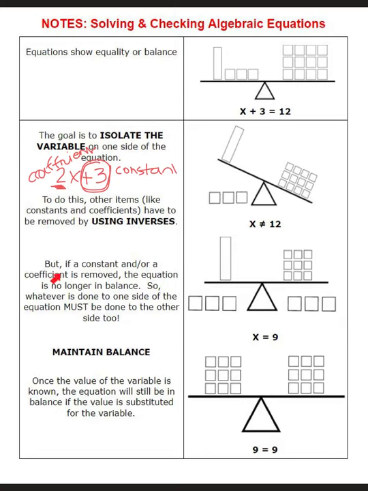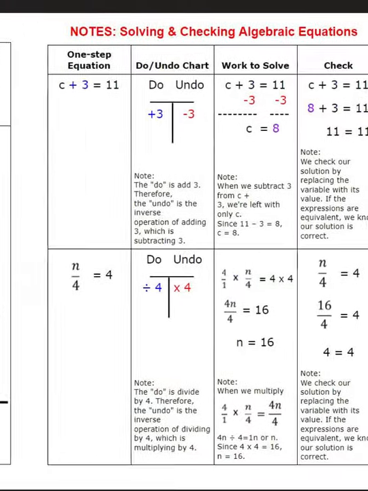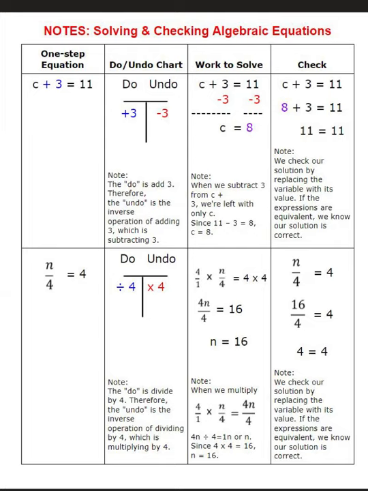Okay, but if a constant and or a coefficient is removed, the equation is no longer in balance. So whatever is done to one side, you must do to the other side. Okay, you can see here, if you added 3 to one side, you have to add 3 to the other side. Make sure you always keep the balance. What you do to one side, you do to the other side. So on the next slide, I've got some examples.